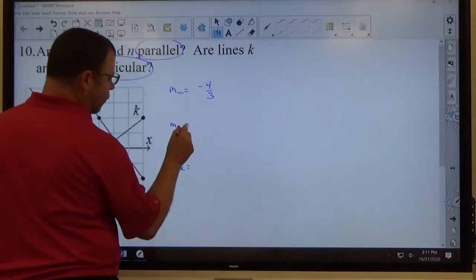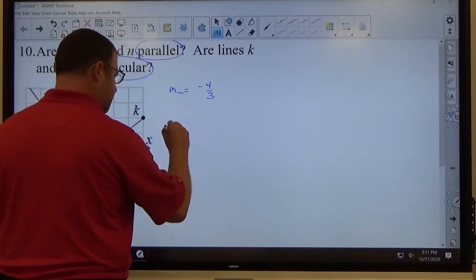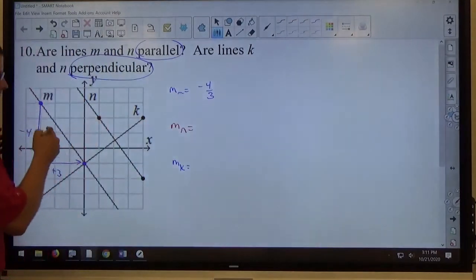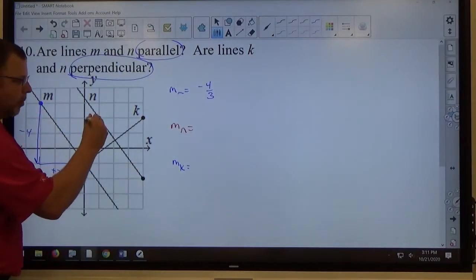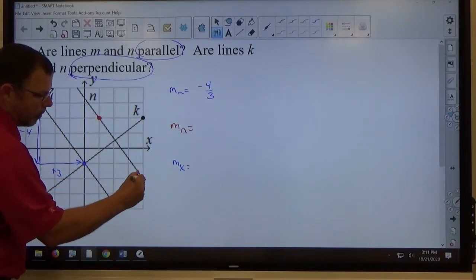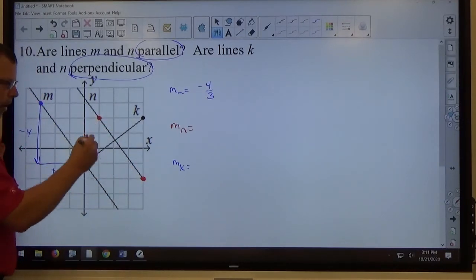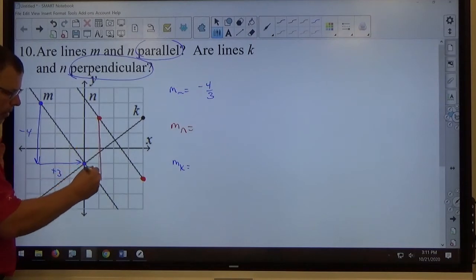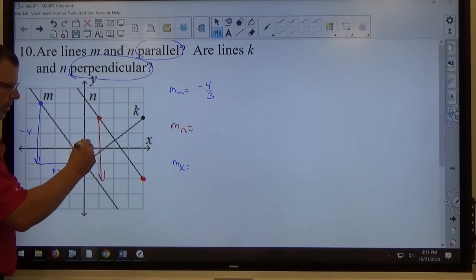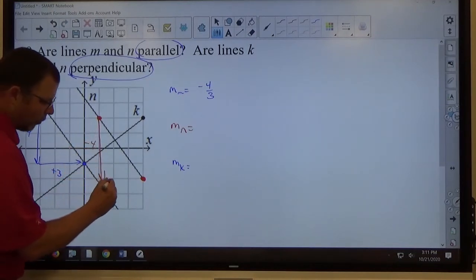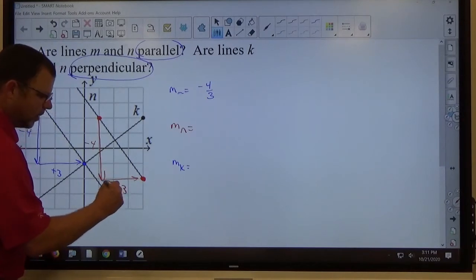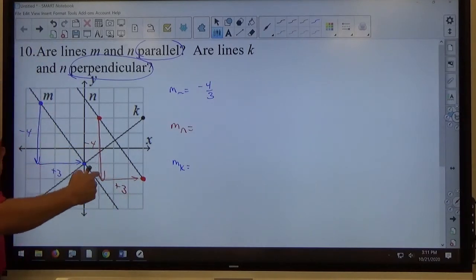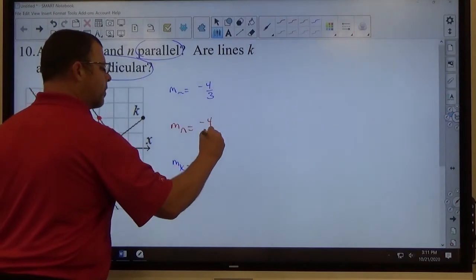I'm going to do N in red. Same deal. I look at line N, find 2 points, which again are marked here for me. I'm going to do a rise and a run. So from here down, 1, 2, 3, 4 spaces, down is negative. I'm going right 3 spaces, right's positive, rise over run is negative 4/3.